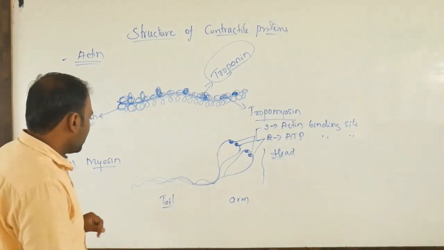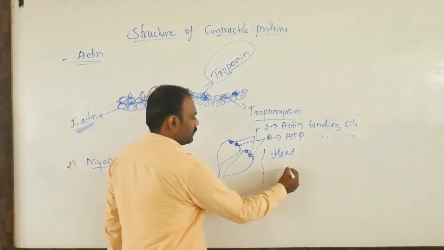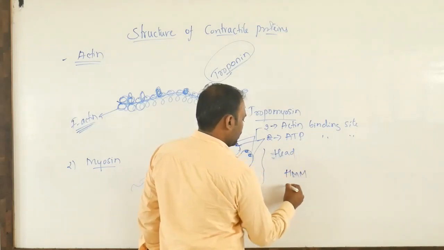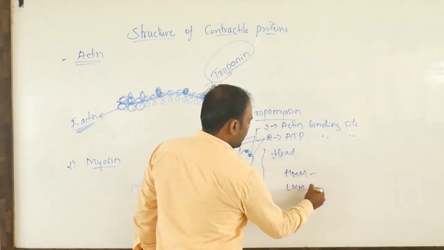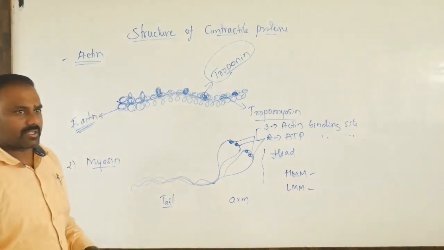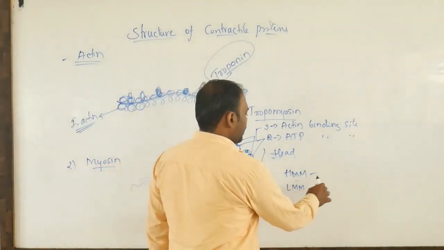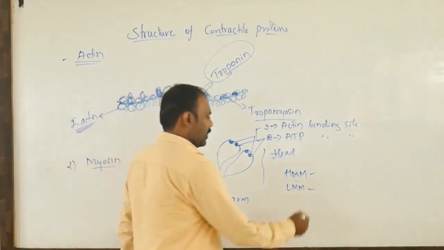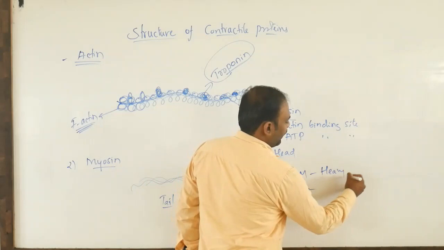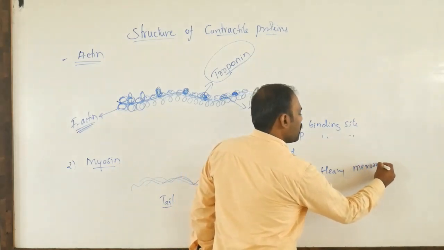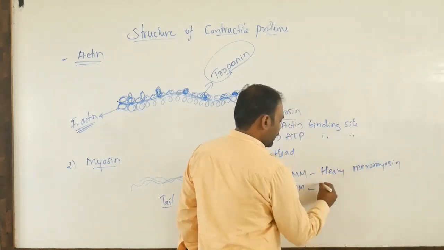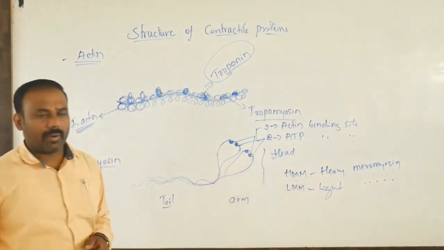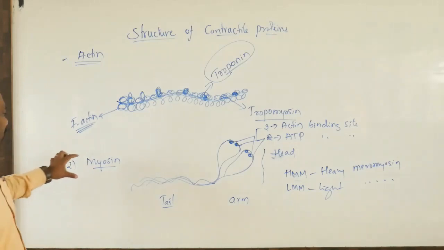And this whole structure, that is myosin, is made up of HMM and LMM. Just remember the words. Here the word HMM refers to heavy meromyosin. Remember, H refers to heavy meromyosin, and here we can call the other one light meromyosin. So this is the myosin structure.